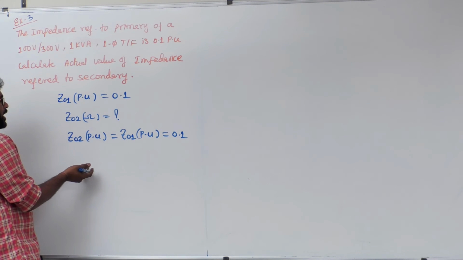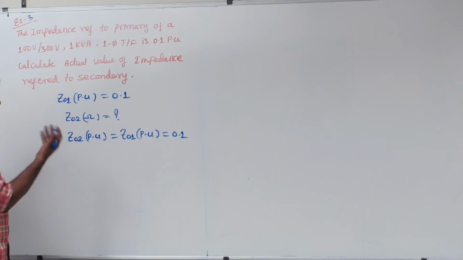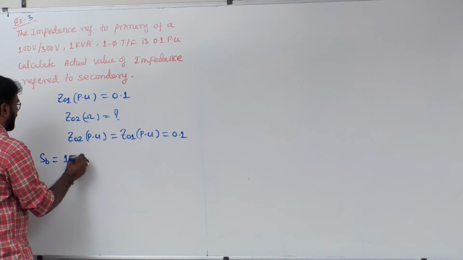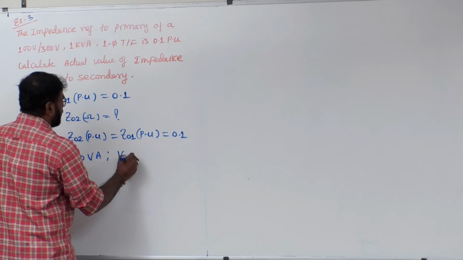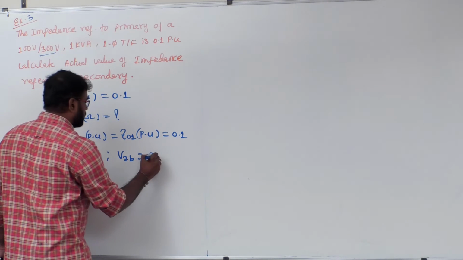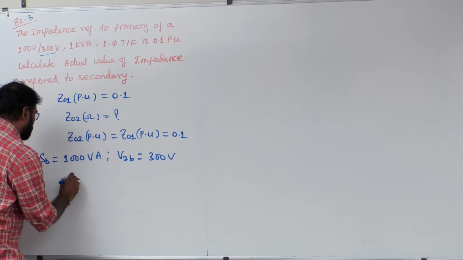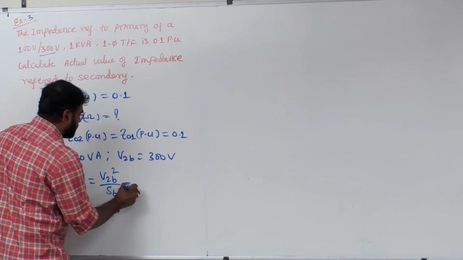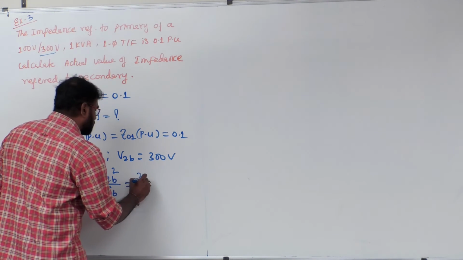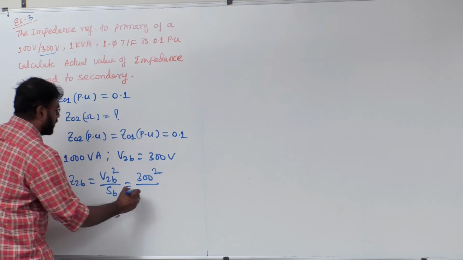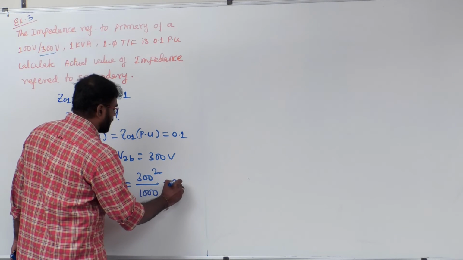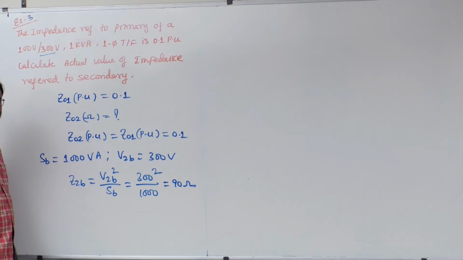So what is Z2 base? If I know the Z2 base, I will multiply Z02 with Z2 base, I will get the actual impedance referred to secondary. So what is S base? 1000 volt ampere. What is V2 base? 300 volts. Now tell me, what is Z2 base? V2 base whole square by S base. 300 square by 1000, which is nothing but 90 ohms.